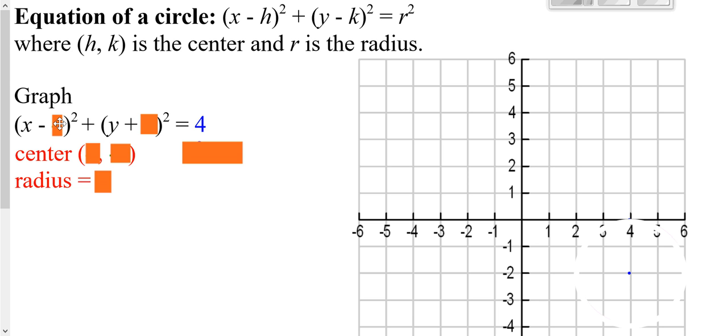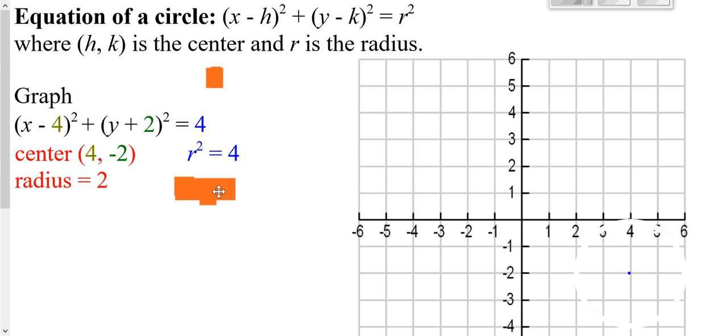So here is our equation. So your center is the opposite of what's after the x and the opposite of what's after the y. So you'd want to plot your center over 4, down 2. Now, r squared is what's over here on the right. So 4 is equal to r squared, and I would encourage you to write r squared is equal to 4. Now we can actually go ahead and take the square root of both sides to get your radius, and we get 2.